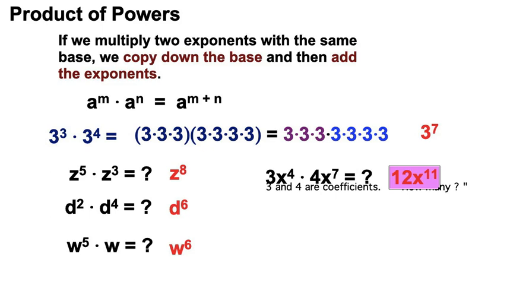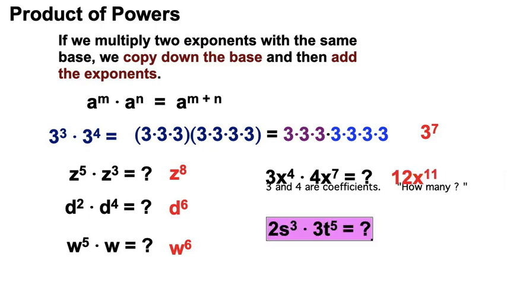But what do we do with the 3 and the 4? They're just plain numbers. We're still multiplying them. They tell us how many. So notice I copy down the x. I add the 4 and the 7, x to the 11th power. But I multiply the 3 and the 4. They are coefficients. I'm getting the hang of this.